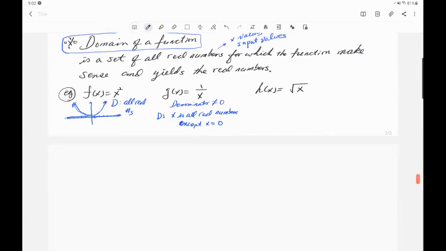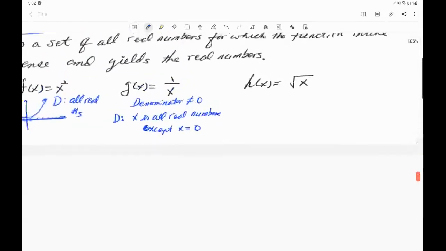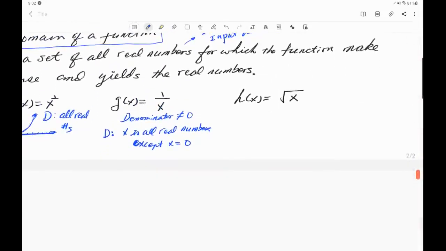f of x equals square root of x. This is what we call a radical. The expression under the square root always has to be greater than or equal to 0, so that it will be a real number. The graph of the square root of x looks like this: if x equals 0, then y is 0; x equals 1, then y equals 1; x equals 4, then y equals 2. So the graph looks like this.